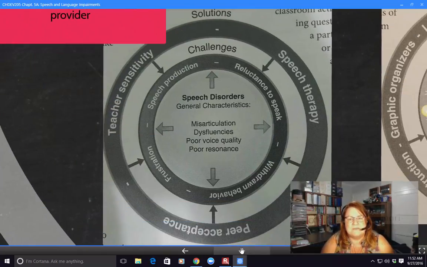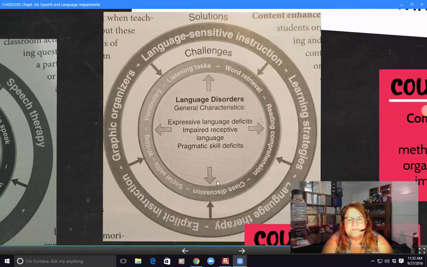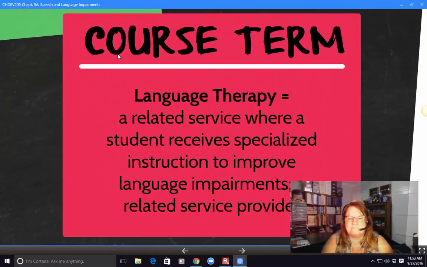Okay. Now, to remember, for the speech disorder challenges, the solutions here are teacher sensitivity, speech therapy, and peer acceptance. Again, it's hard. You can't force somebody to accept you, but you can really work on teacher sensitivity and speech therapy and things like that, and then put them in a good environment. Some of the solutions to the language disorders are language sensitive instruction, learning strategies, language therapy, explicit instruction, graphic organizers, and we'll talk about all that.